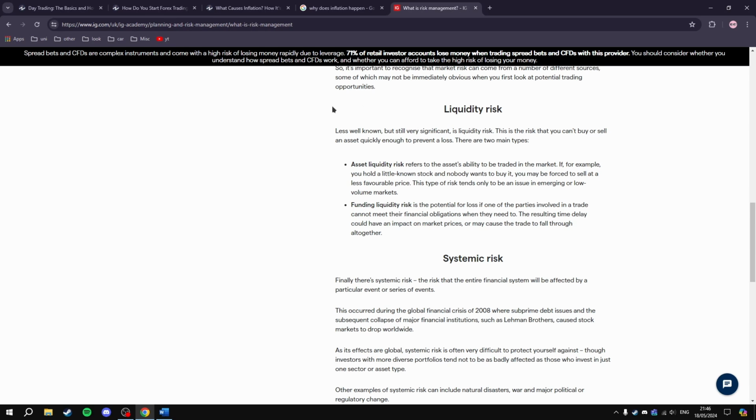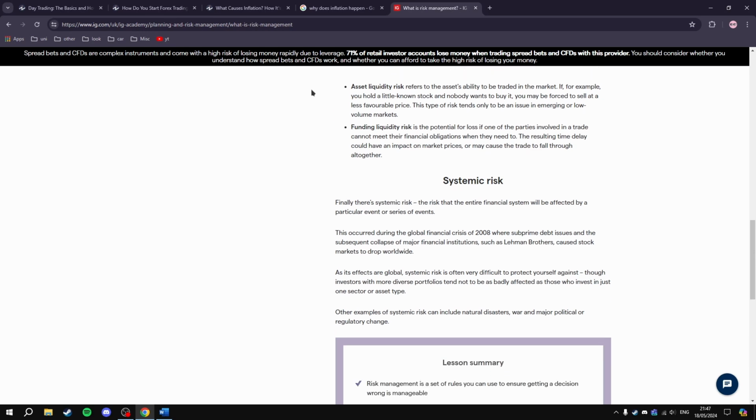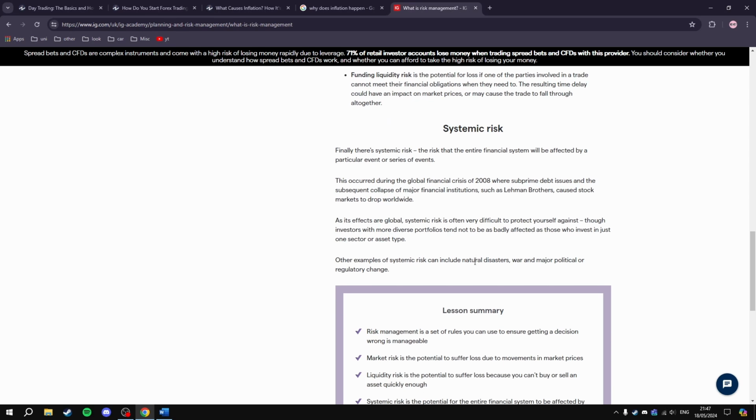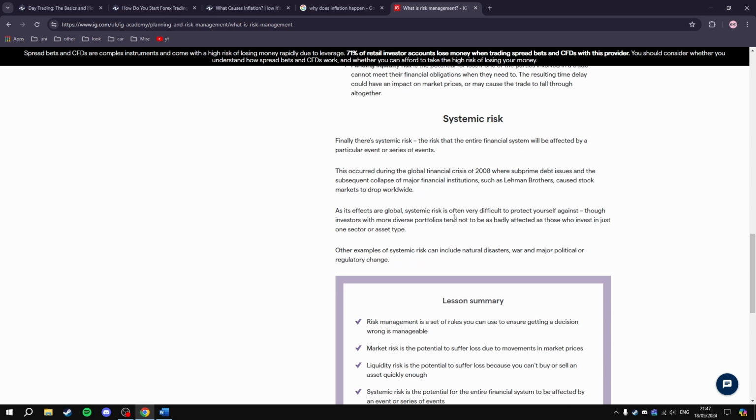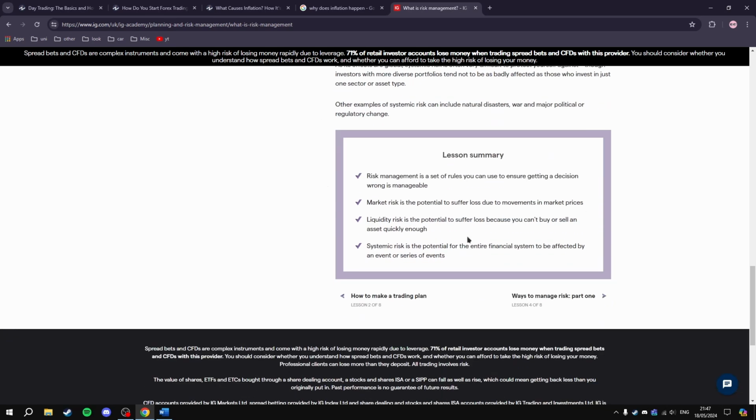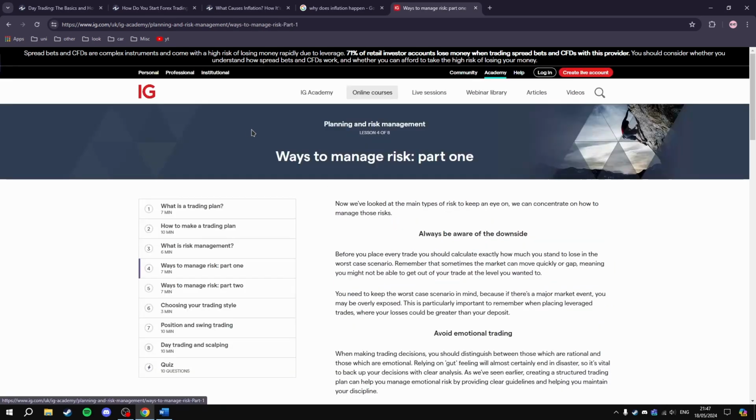There are two main types of liquidity risks. So there's asset liquidity risk and funding liquidity risk. And then the final one is systemic risk, which is basically the risk that the entire financial system will be affected by a particular event or series of events. So these could include natural disasters, war, major political or regulatory change. And then we went through a summary. So now we're on to ways to manage risk, part 1.